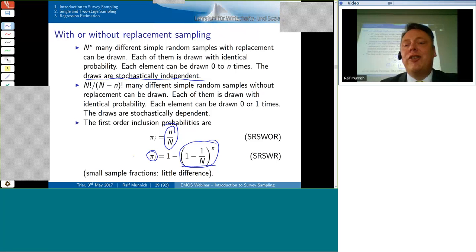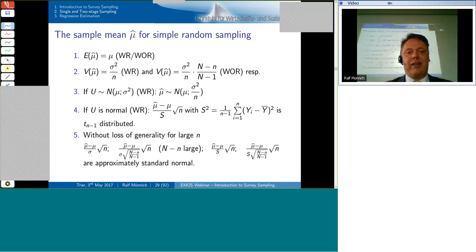The good news is, if the sample fraction is very small, you have very little differences. But if you get higher sample fractions, then of course you might have big difficulties. That was at least to show you that you can put one into the other. So simple random sampling can be put into the classical theory. We know, of course, that simple random sampling is unbiased, also in our design-based context. The variance can be written very easily.